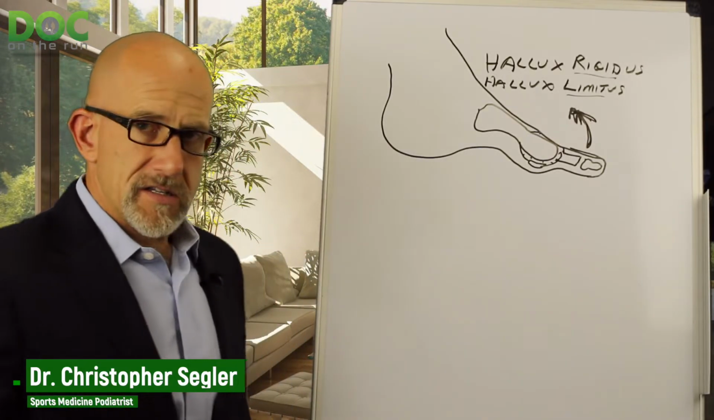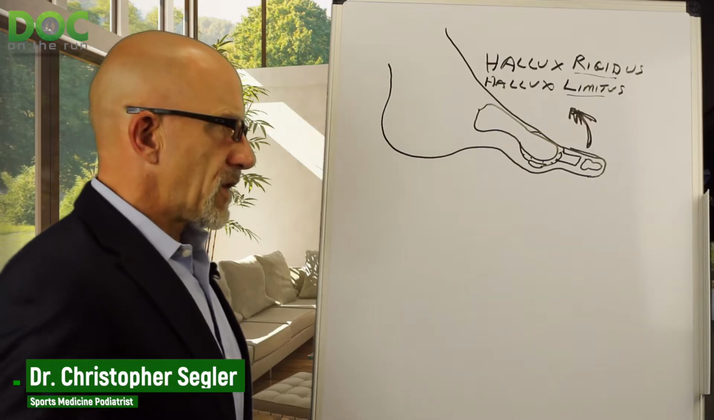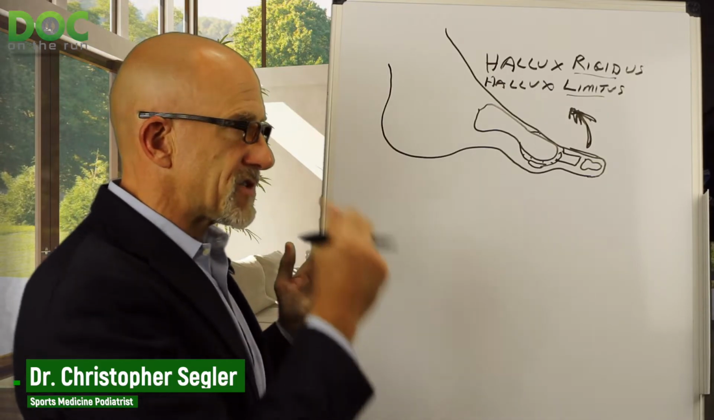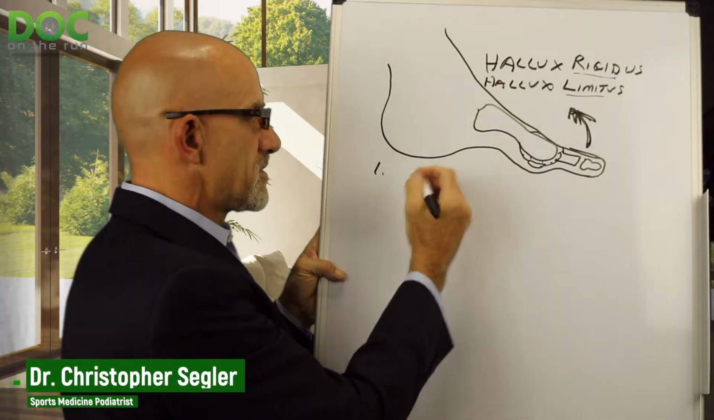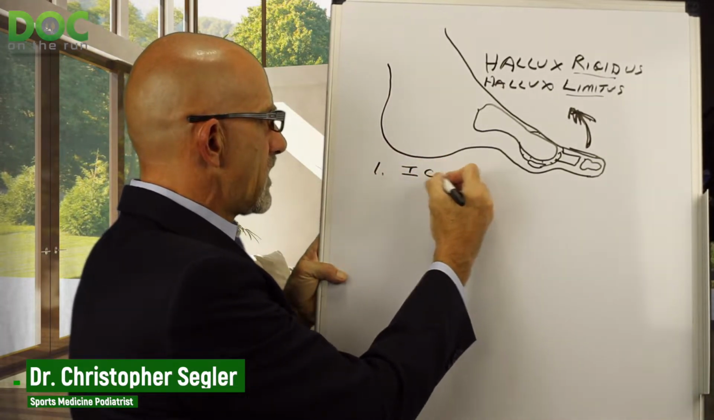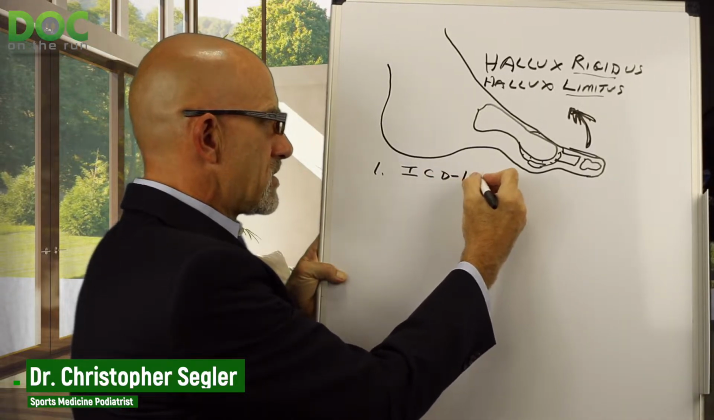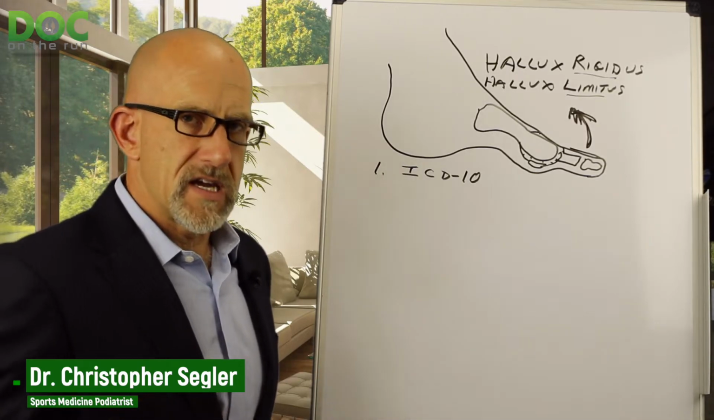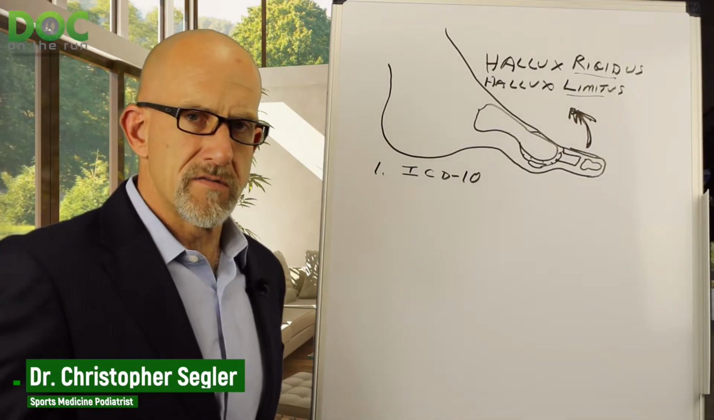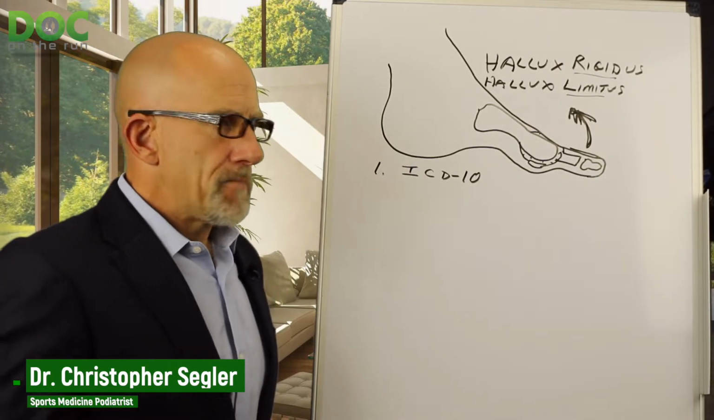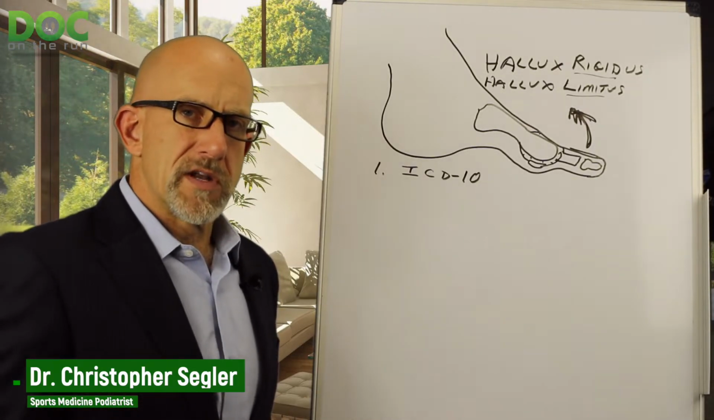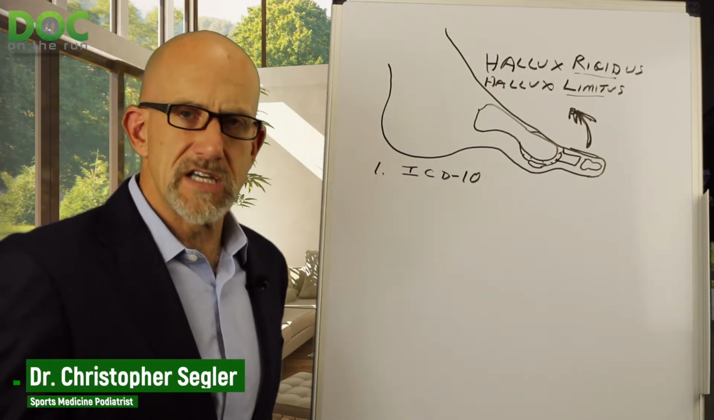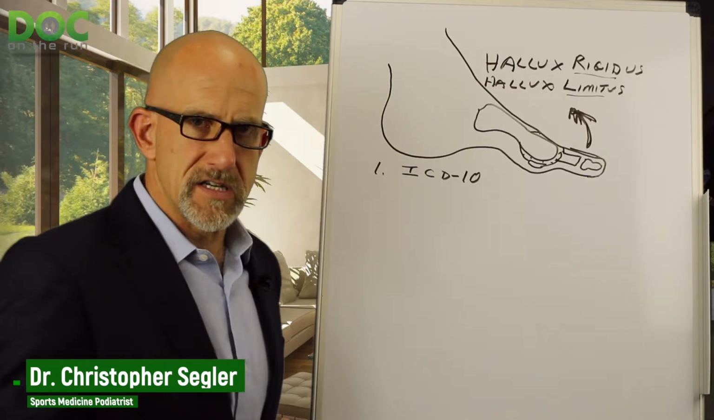All right, so back to the difference between these two things. They're kind of the same thing, but different ends of the spectrum. Now, the first thing that is the difference between them is that there's a thing that we use to name conditions. It's the ICD-10 classification system, or International Classification of Disease. And when you go to the doctor, if you have pain in your big toe joint, they look at you, they see that you have some bone spurs, some pain, some difficulty in the big toe joint, and they diagnose you with this condition.